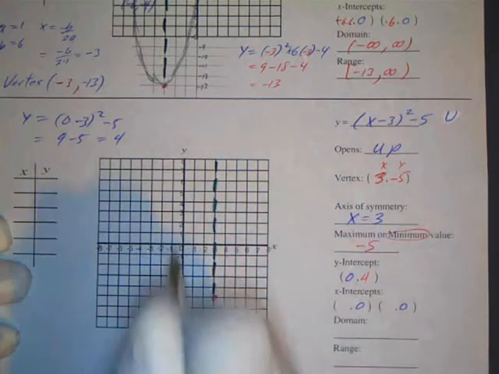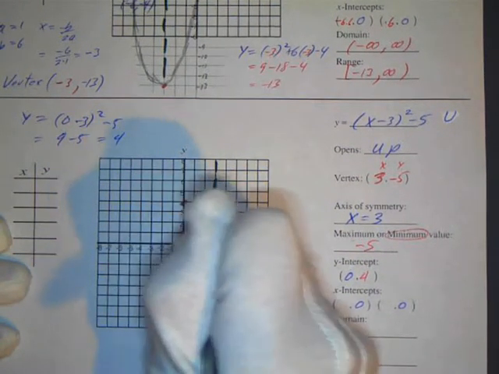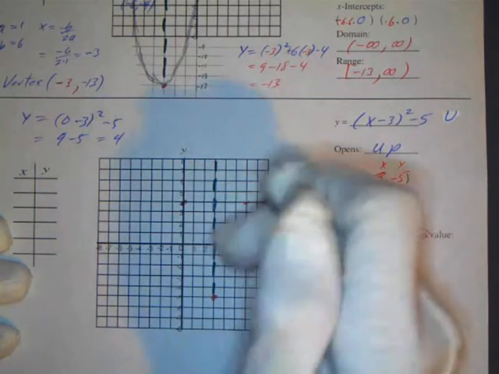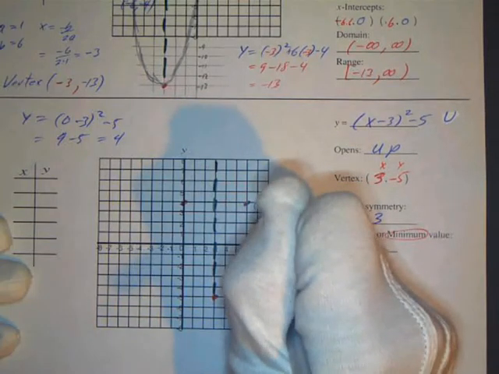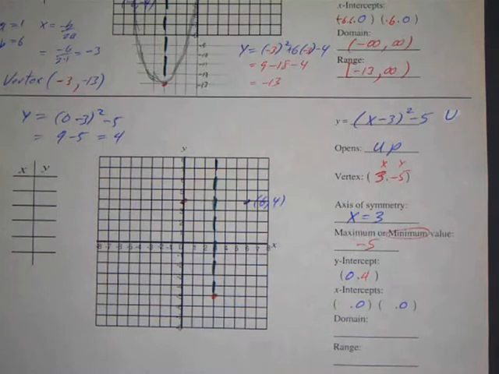And I can put that point in, 0, 4. And I know I got a symmetrical point, 1, 2, 3 on the other side, so that's going to be the point 6, 4. So that's my symmetrical point. So now if I had to sketch it, I could sketch it pretty nicely right there.